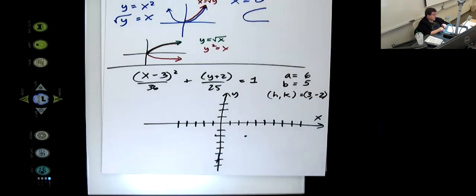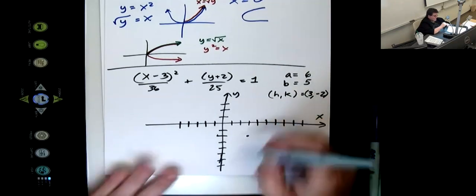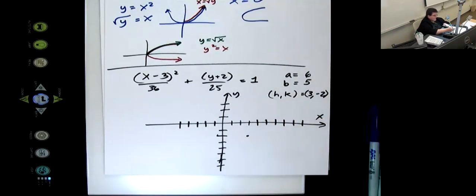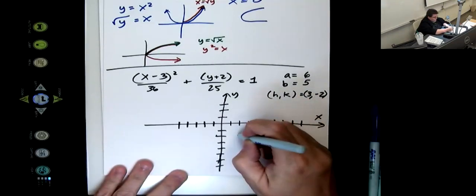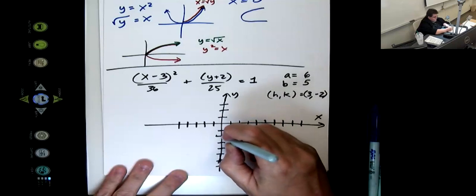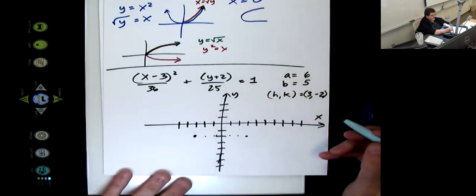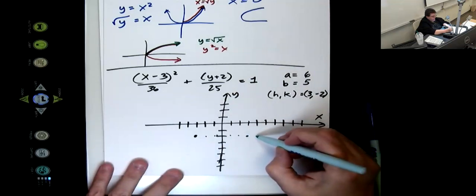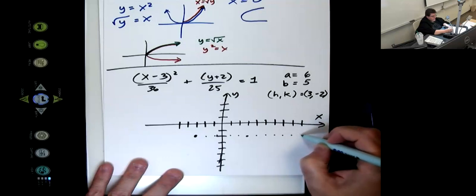Okay, the easiest way to go about graphing this is just make dots, go left and right A. And I would recommend just making little dots as you do them and counting it. If I go left A, I go left 6. 1, 2, 3, 4, 5, 6. Then I gotta go right A. 1, 2, 3, 4, 5, 6.